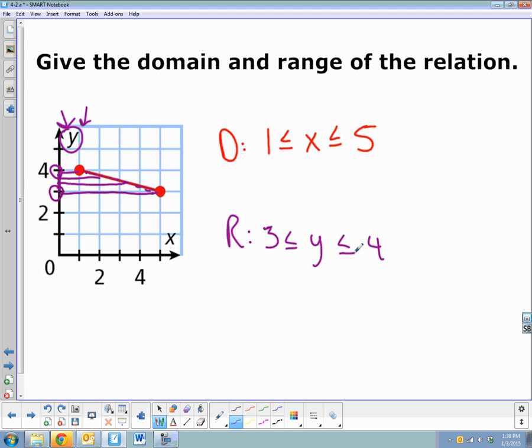And we have our domain and our range. Any x value between 1 and 5 will work in this relationship. And when we put in anything between 1 and 5, including 1 and 5, we will get a result between 3 and 4. And that's how we would define our range and domain for this function.